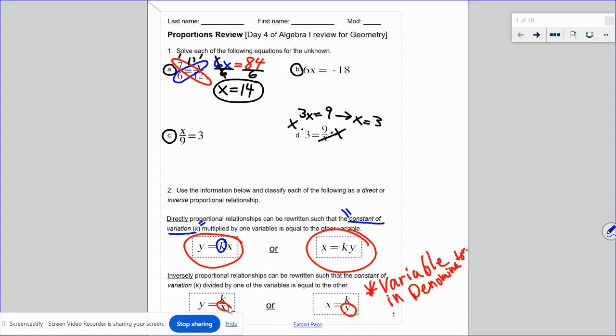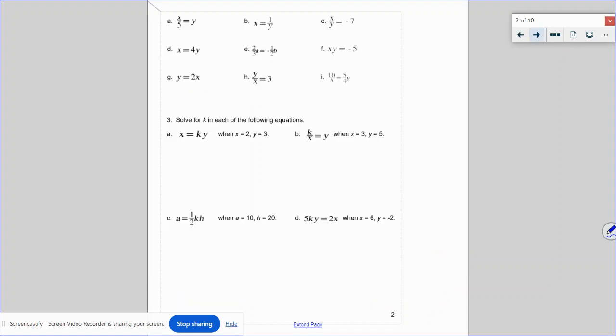So we're going to take a look at several here that we're going to do together. And we're just going to say whether or not this is an inverse or a direct proportional. Okay? So again, anything that is multiplication, we can look at and already say that it is a direct relationship. Part D, for example, is just a multiplication. So that's directly proportional.